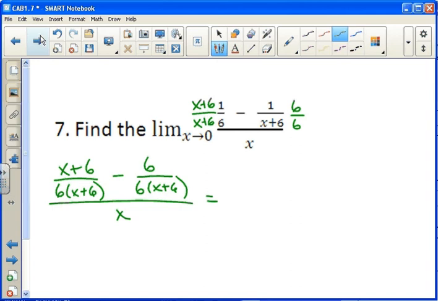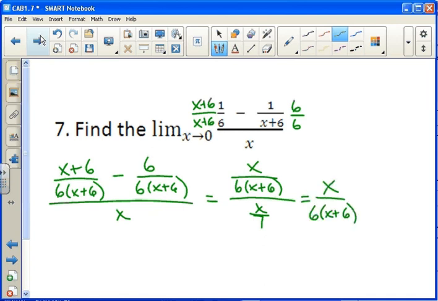And what I really have here is a fraction over a fraction. If I just put that x on the bottom over 1, then I have a fraction over a fraction, and I know to divide fractions I have to multiply by the reciprocal. So then the x's cancel out. I get 1 over 6 times x plus 6, and I can plug in 0 now and get 1 over 6 times 6, which is 1 over 36.